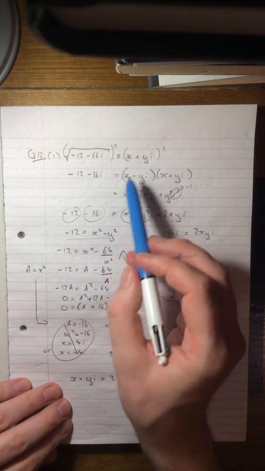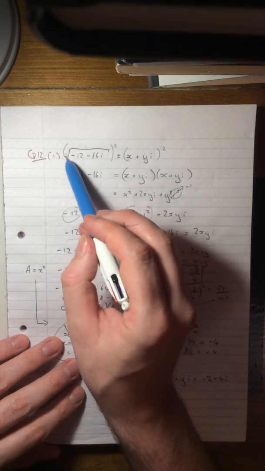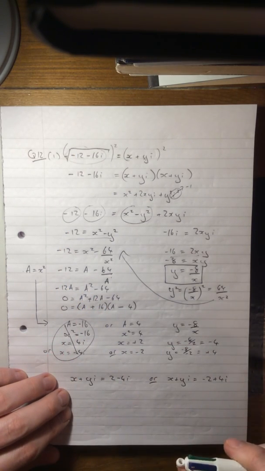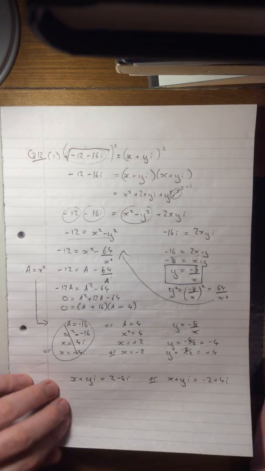So we got two solutions here, and we'll see that quite a lot. Complex numbers have two square roots. In fact, all numbers have two square roots, depending on your definition.